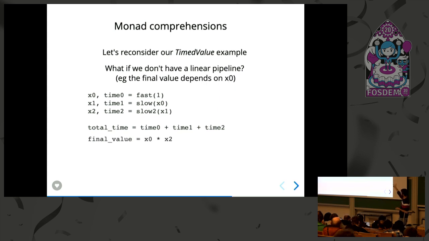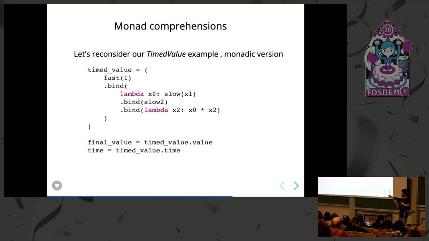For instance, here we have a pipeline where the final value that we are interested in is the first value that we computed. So, in the non-monadic version of the code, it would be trivial to do so like this. But with the monadic version, it will be more involved because you will need to nest binds in order to create a closure where you can keep x0 in the scope.